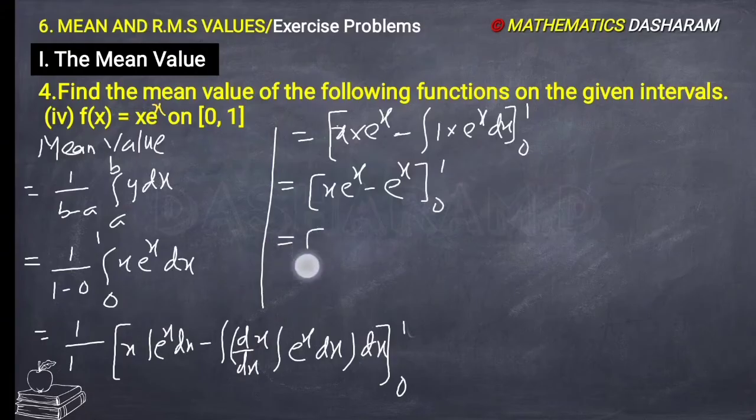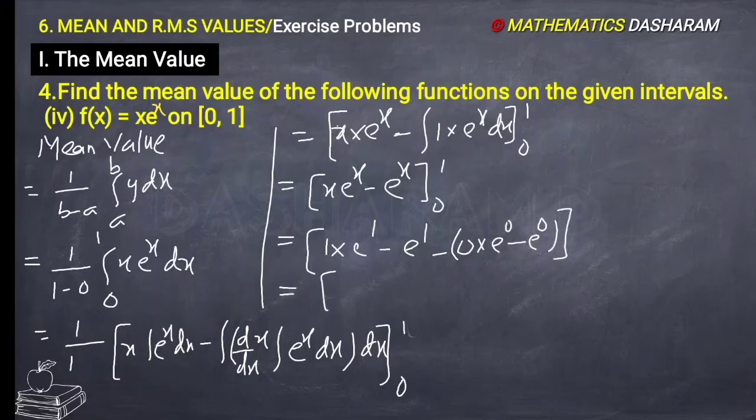Now substitute the upper limit. So 1 into e power 1 minus e power 1, minus 0 into e power 0 minus e power 0. Then it is equals to 1 into e power 1, e, minus 0 into e power 0 is 0, minus into minus plus e power 0 is 1. So plus e minus e cancel. So the answer is 1.